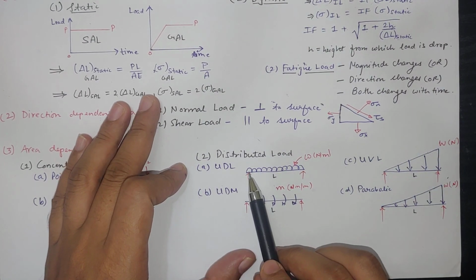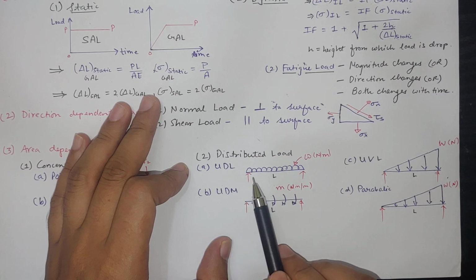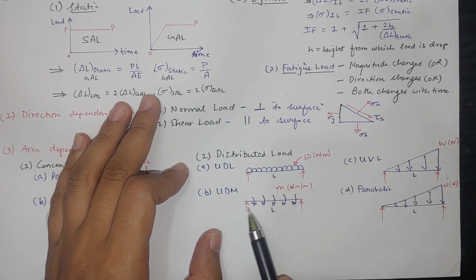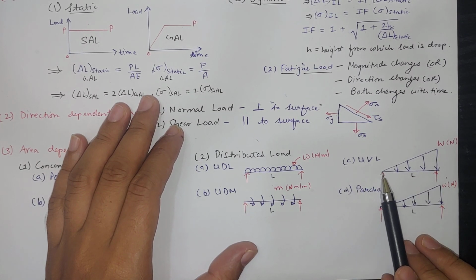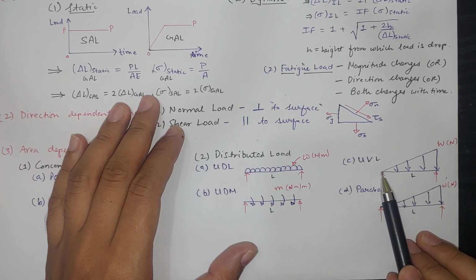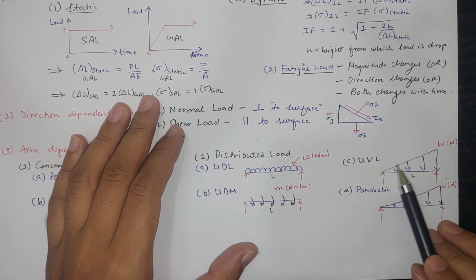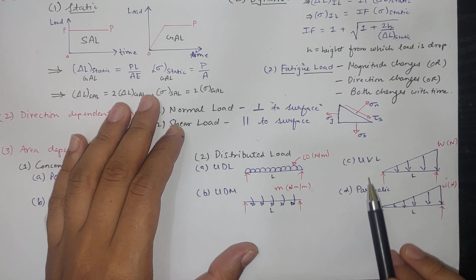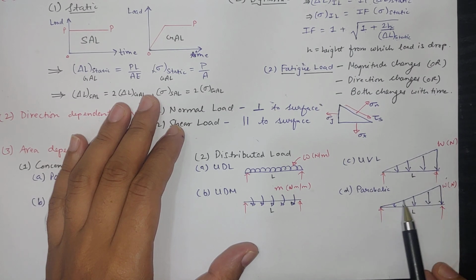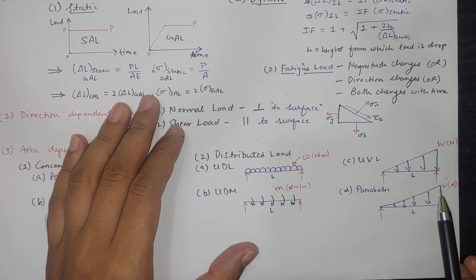Distributed load is distributed over a length. Uniformly distributed load means equally distributed over the length. Uniformly distributed moment means the moment is equally distributed over the length. Uniformly varying load means it varies with respect to length. Here it is 0, here it is maximum, and it has a linear relationship with the length. Parabolic means the load has a parabolic curvature, and its magnitude changes along the curve of the parabola. Here it is maximum, here it is 0, and in between it is a parabolic curve.